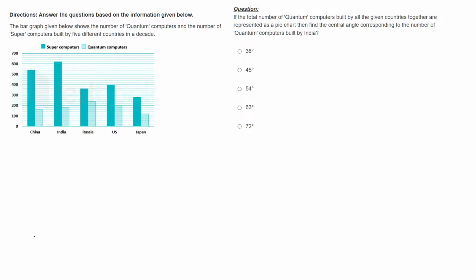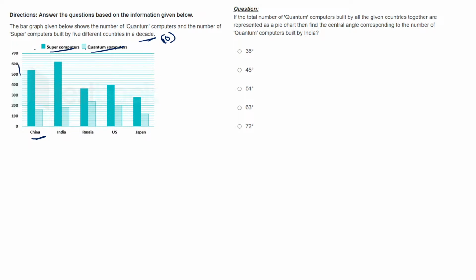A bar graph given below shows the number of quantum computers and the number of supercomputers built by 5 different countries in a decade. So listen guys, in 10 years, how many computers they're making, that's what was given there. So let's understand what was given in the bar graph first. If you observe here, the dark blue is going to represent supercomputers and the light one is going to represent quantum computers. So China has built how many? Like this is 500 and this is 600. In that we're having 5 smaller lines. That means each line is equal to 10.